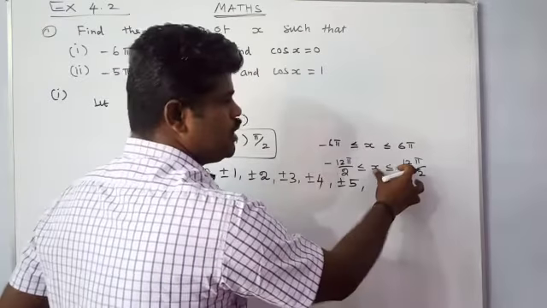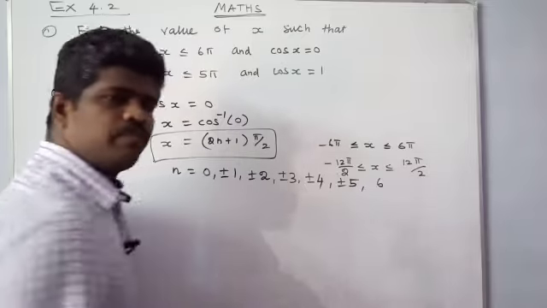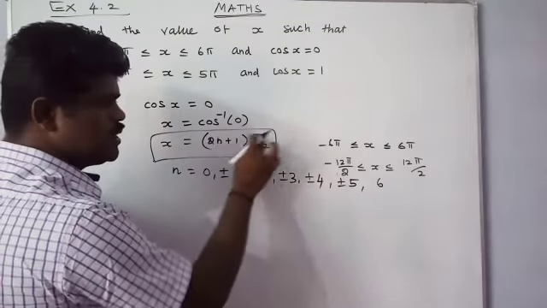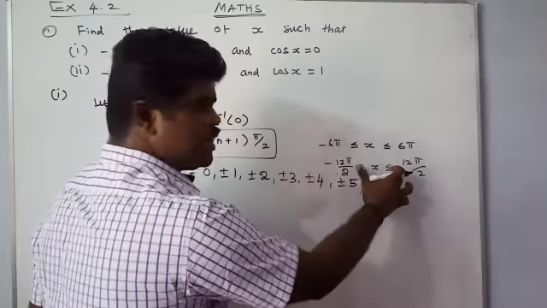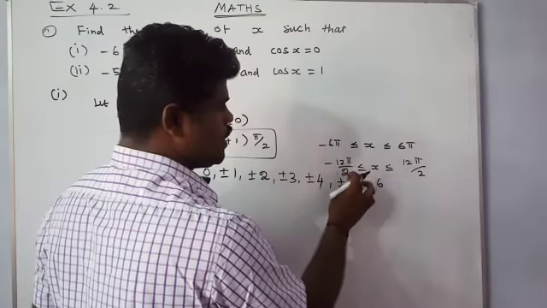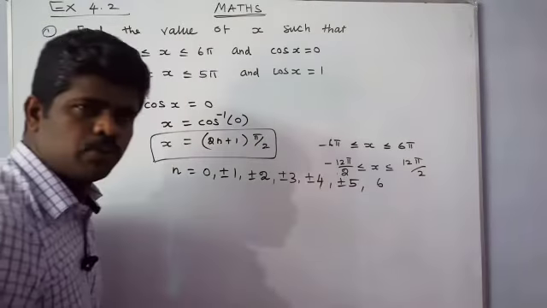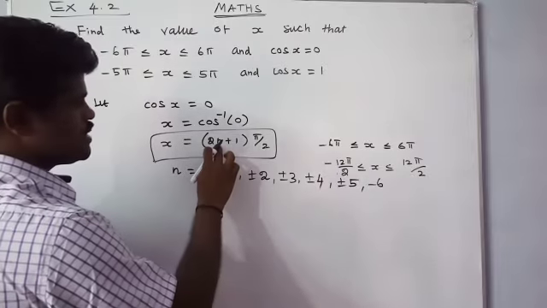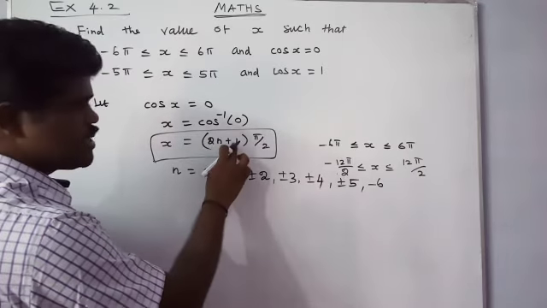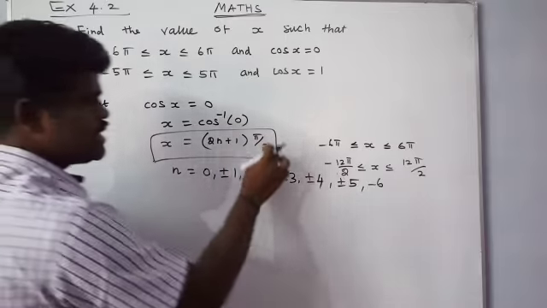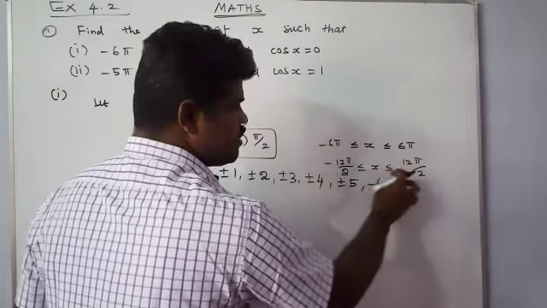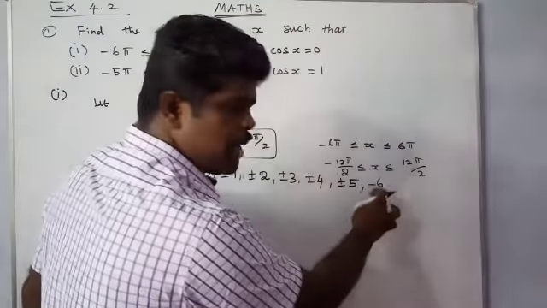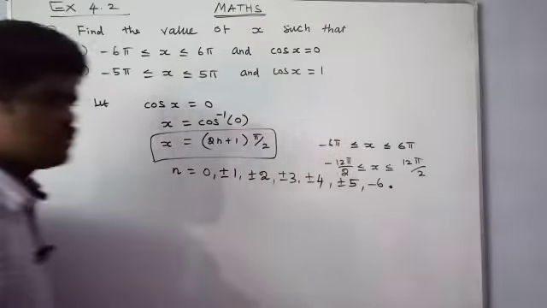13 by 2 does not belong to this value, because 6 is 12. 12 plus 1, 13. 13 by 2 does not belong to minus 12 pi by 2 to plus 12 pi by 2. And minus 6, we want to check it. So minus 6 into 2, minus 12. Minus 12 plus 1, minus 11. Minus 11 by 2 lies between this value. So this value must be only minus 6. So this is the last value.